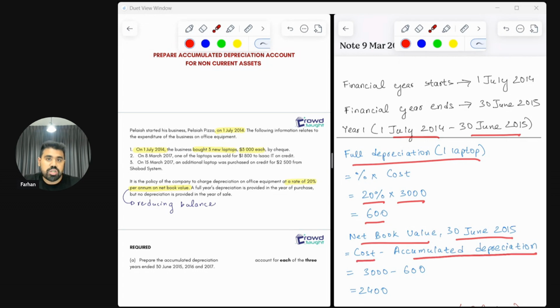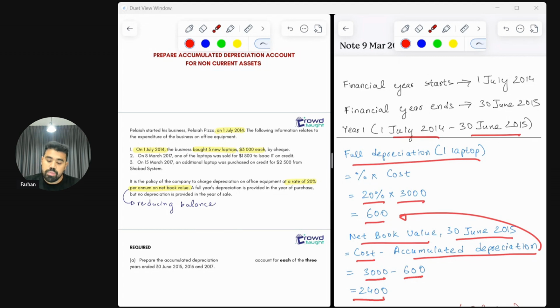The accumulated depreciation means the total depreciation that we have so far for this specific asset. Since this asset was in the first year of usage, the only depreciation that we have so far is the $600, which we had calculated earlier. So the original cost is $3,000 for one laptop, minus $600 for the depreciation that we have calculated in the first year, which gives us a net book value at 30 June 2015 of $2,400.